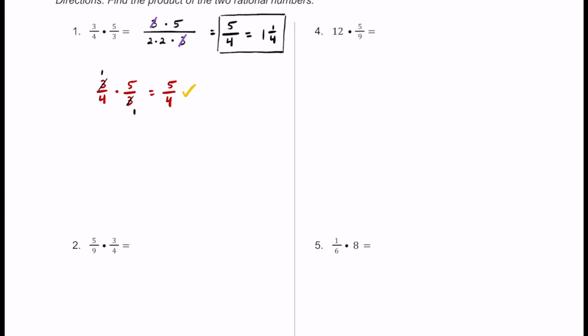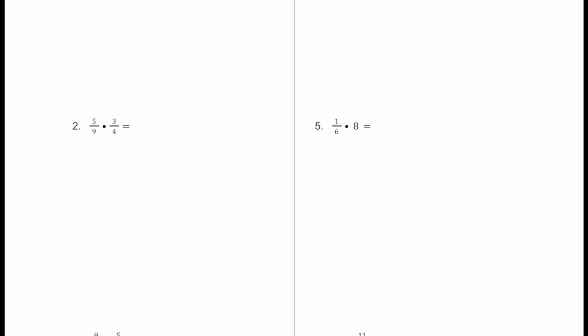Now, if you look at number 2, we have this 5/9 multiplied by 3/4. So if we go ahead and make one fraction bar here, now 5 is prime and 3 on top is also prime. Now the 9 on bottom will break into 3 times 3, and the 4 can break into 2 times 2.